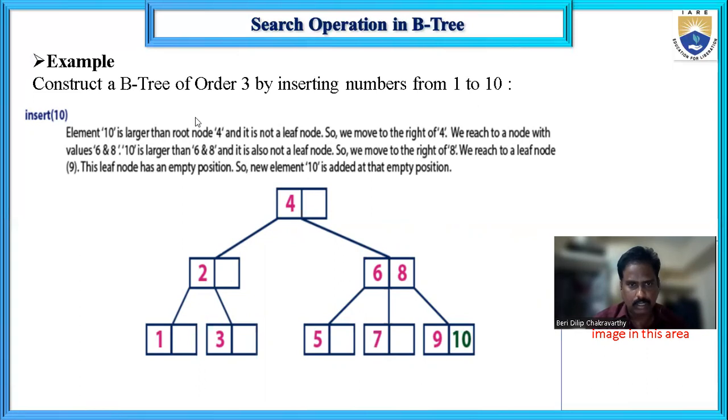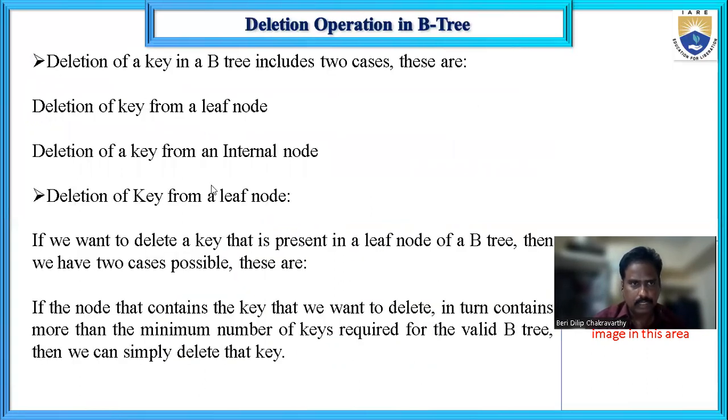Okay. So then, deletion. How are we going to delete a key in a B-tree? It includes two cases now. There are two cases: deletion of a key from a leaf node, or deletion of an element from an internal node. Okay, so there are two cases. We will see them one by one.